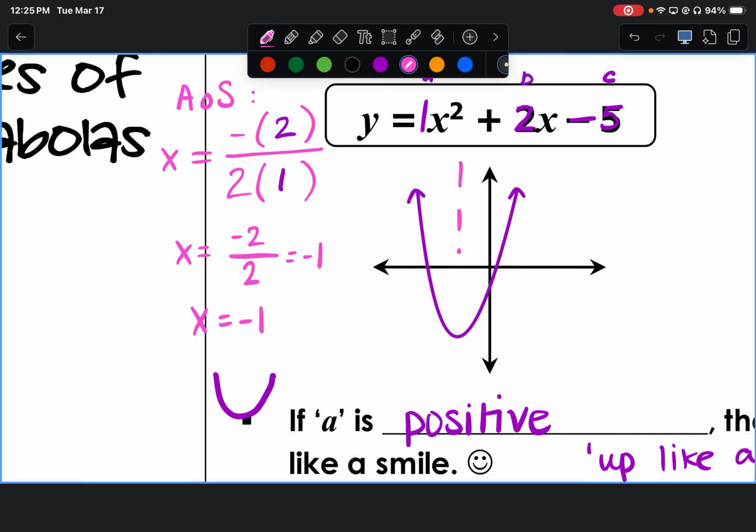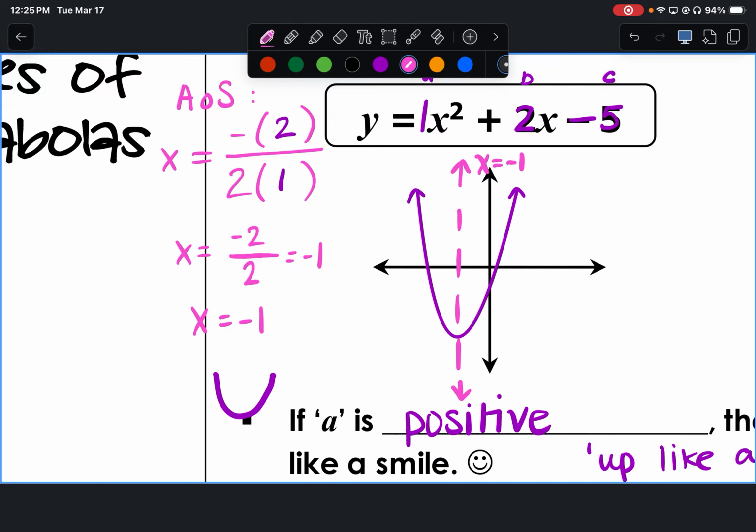So this line here that cuts our parabola in half is x equals negative 1. That is our axis of symmetry. And that's how we find it. That's all we have to do to find it, is just plug it into that formula.